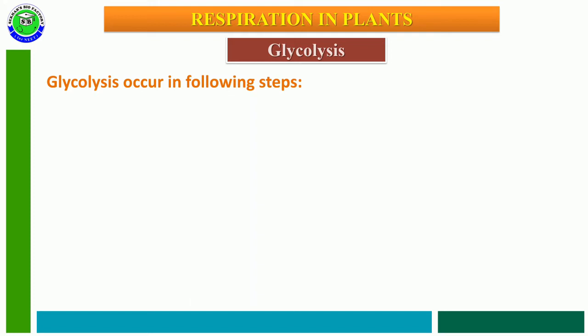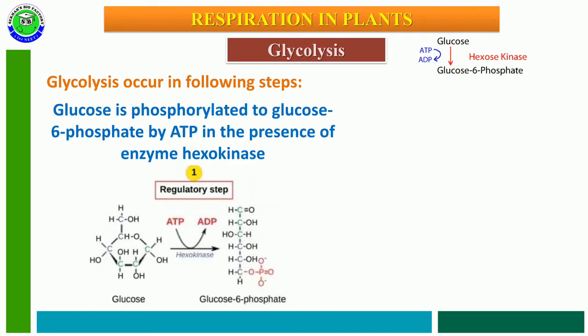The first step is glucose, with the formula C6H12O6. This glucose undergoes a phosphorylation reaction and receives one phosphate from an ATP molecule, and this received phosphate is added to the 6th carbon of glucose.